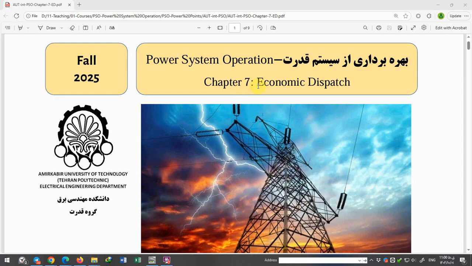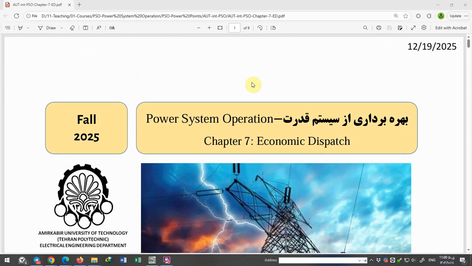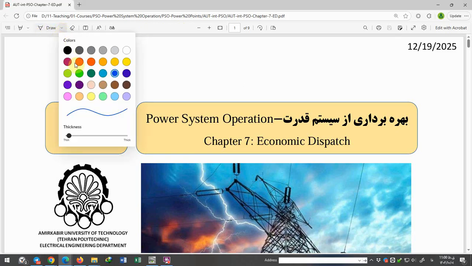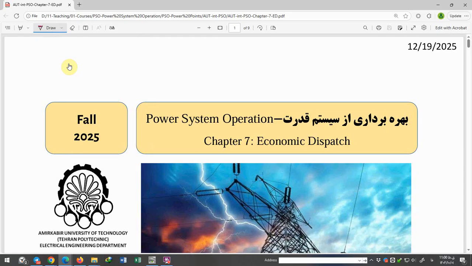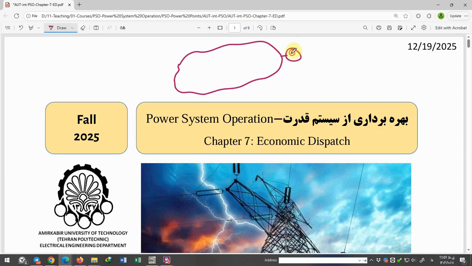In chapter 7, economic dispatch is related to operation. In load flow, we determine or calculate four parameters regarding transmission lines or any devices except generators.